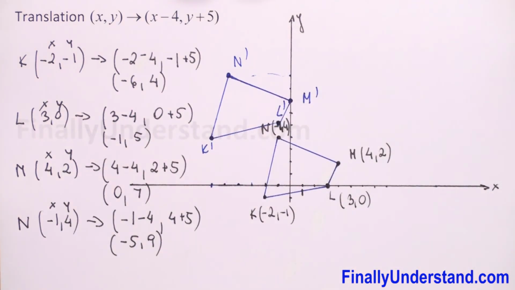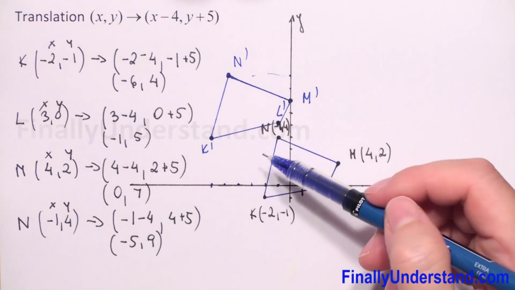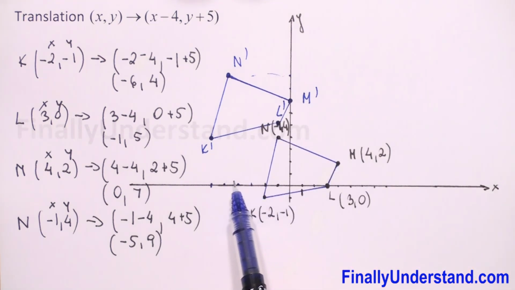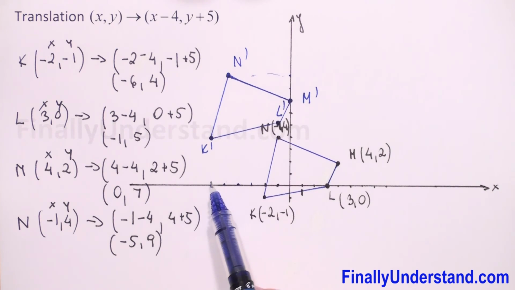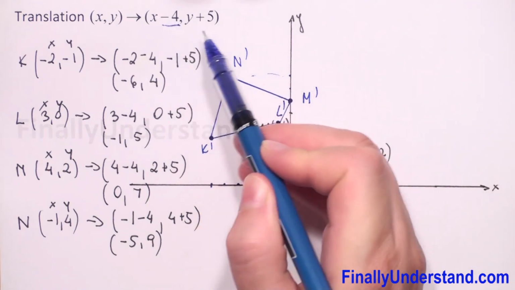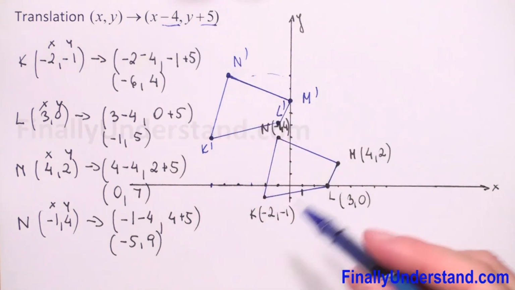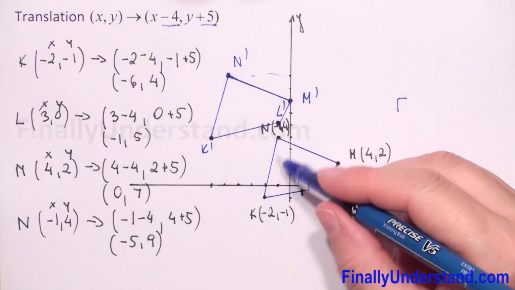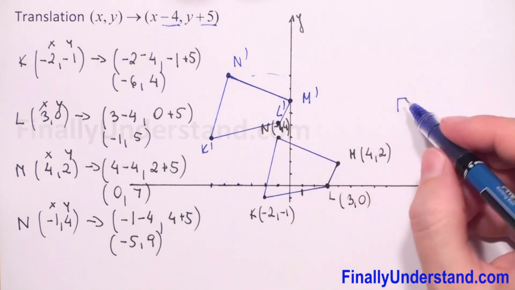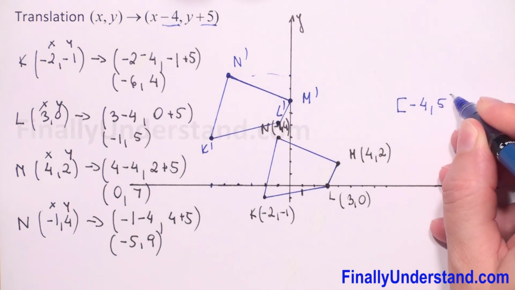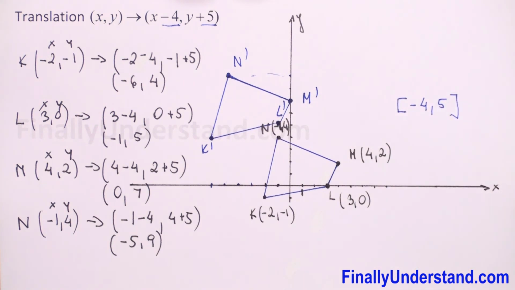Nothing changed, only we moved this quadrilateral 4 units to the left and 5 units up, because we have -4 and +5. In other words, we can say that we moved our quadrilateral KLMN by vector (-4, 5). This is my solution.